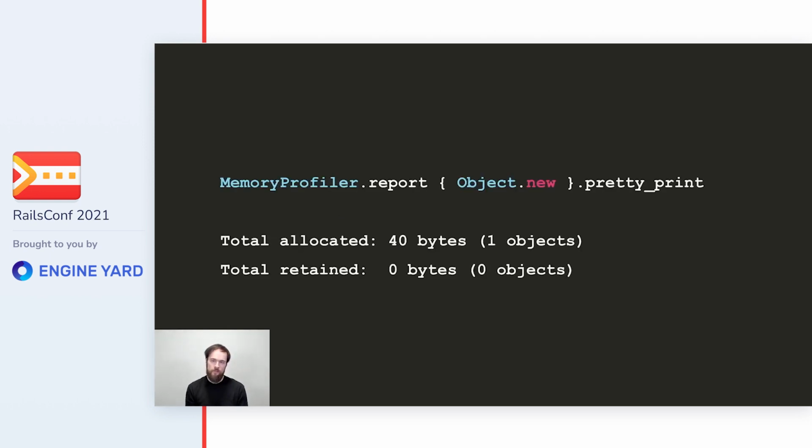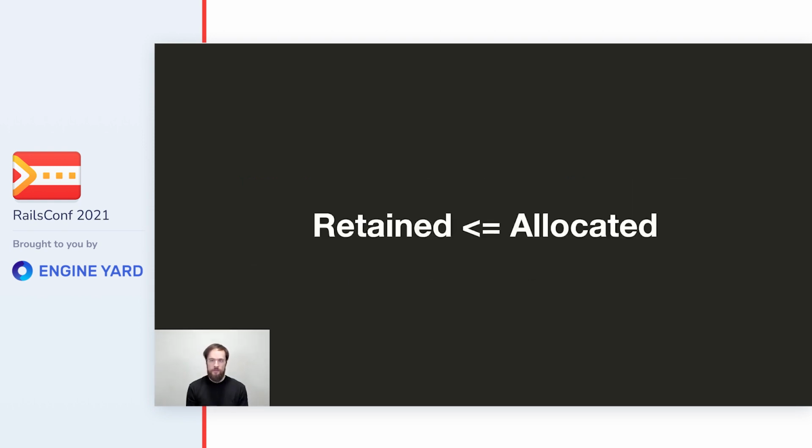Let's look at an example. If we were to profile a simple object creation, we would find that it allocates one object and retains no objects. This is because the object lives within the context of the profiling block and gets cleaned up afterward. If we were to assign the object to a constant, we suddenly have retained memory, because constants are global. They're something that lives beyond the scope of a profiling block. Through this example, we can assume that retained memory is always equal to or less than allocated memory for any operation.